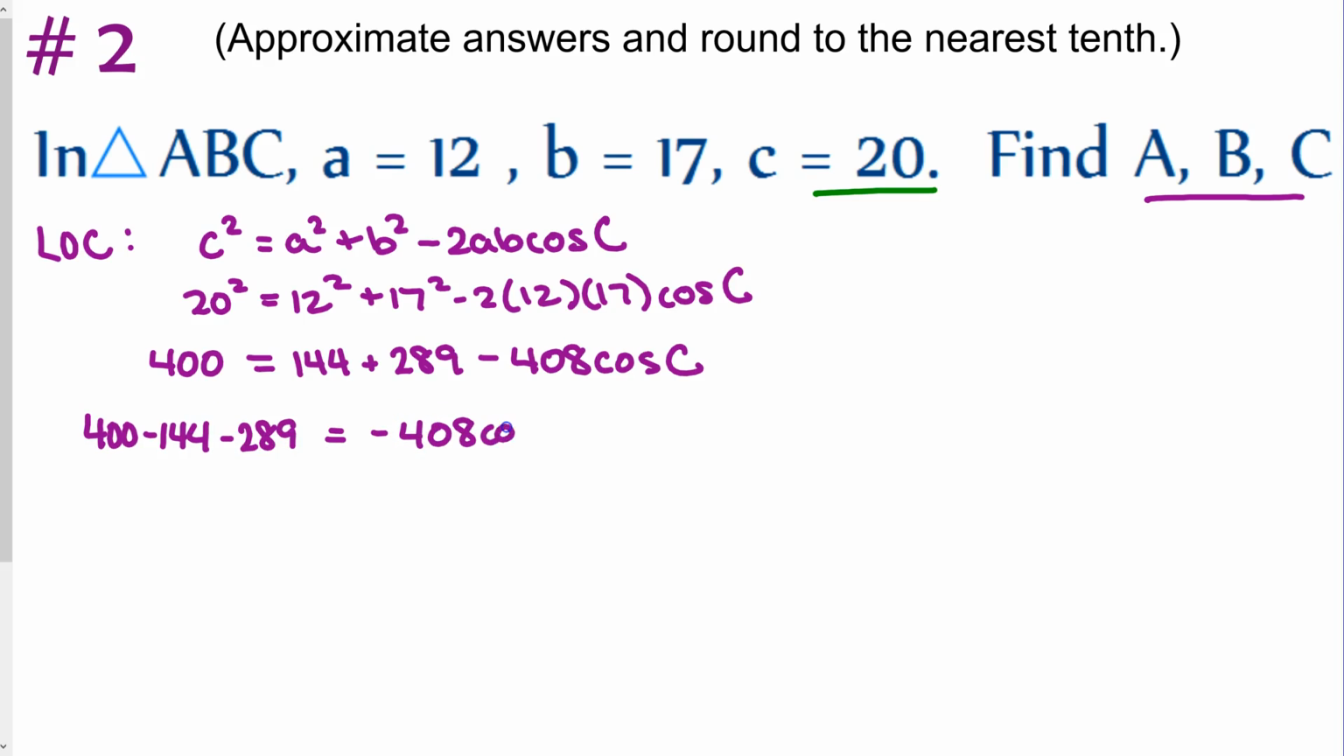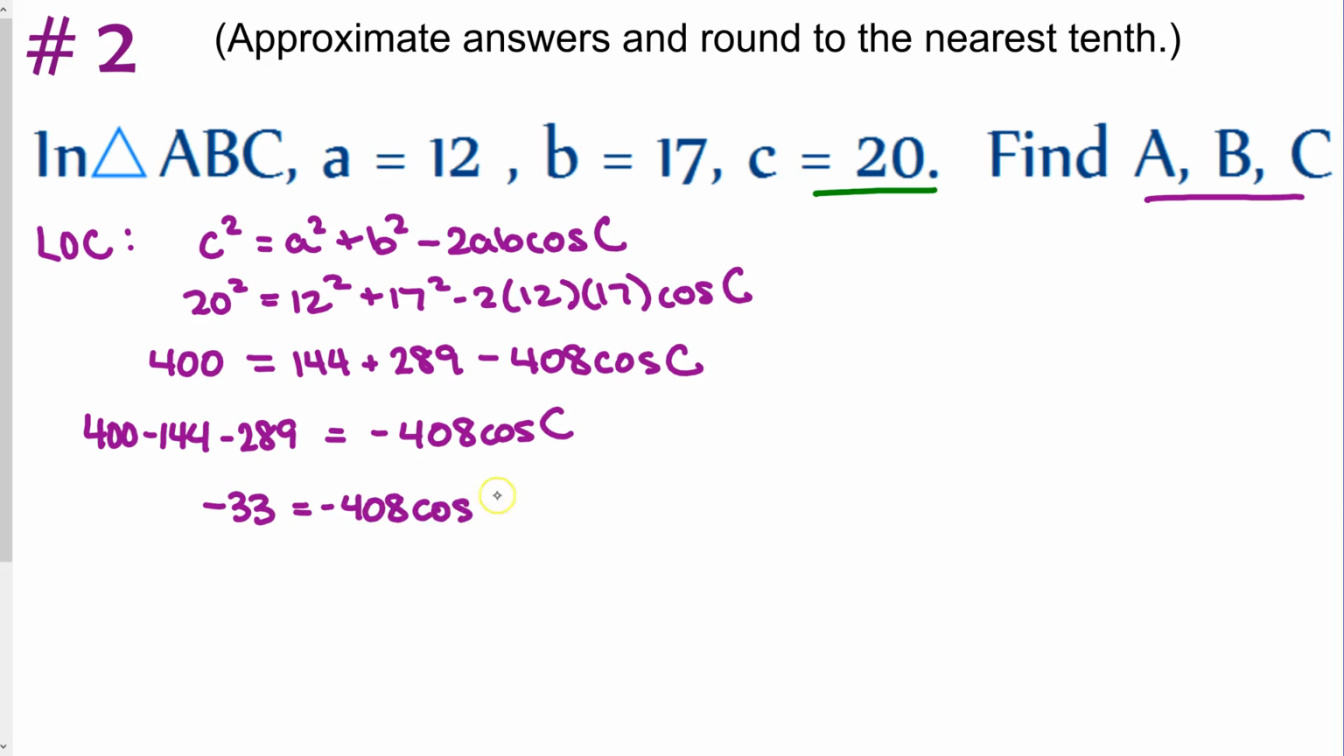If you do make an order of operations mistake, what might happen sometimes is you might end up with an error on your calculator when you get to the end. Other times you'll get the wrong answer and you won't know that it's wrong. You just don't realize your mistake. 400 minus 144 minus 289 is negative 33.